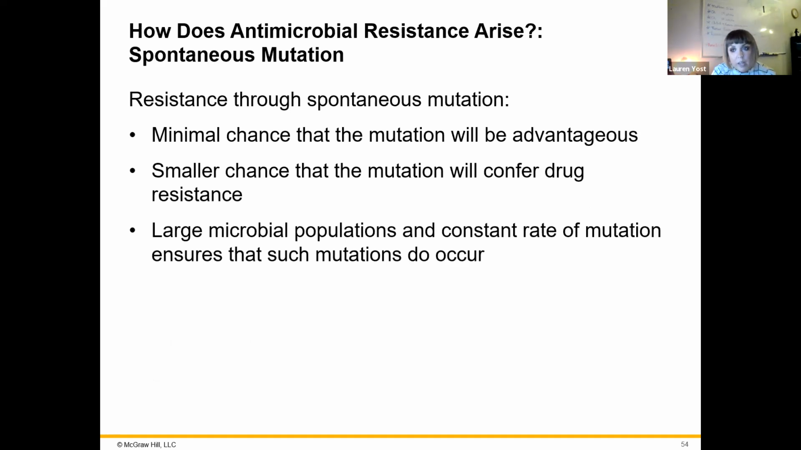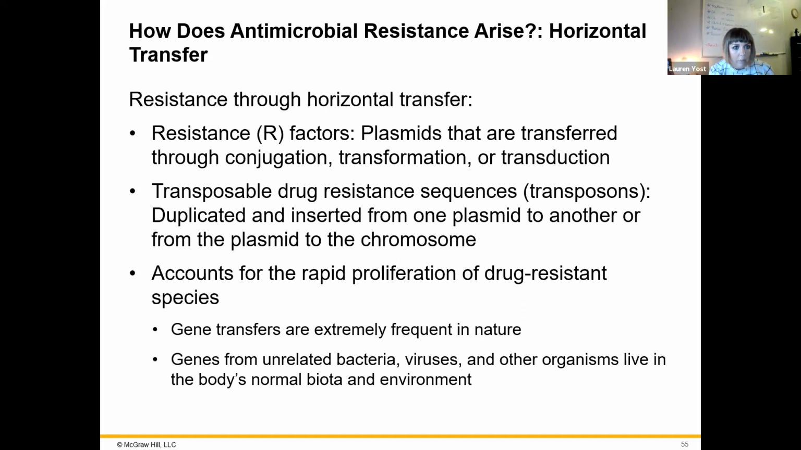So spontaneous mutation is one way that you can get this, right? You're just multiplying so many times, you're likely to eventually have the mutation that would be advantageous in this way, but it's a very minimal chance. It's an even smaller chance that the mutation will confer actual drug resistance. But since there are so many of them multiplying so much, it is actually likely to occur at some point.